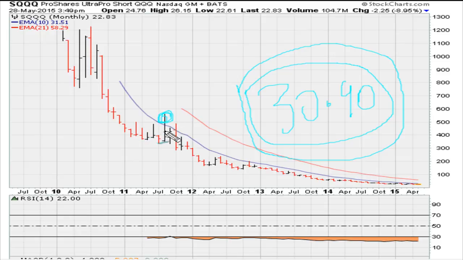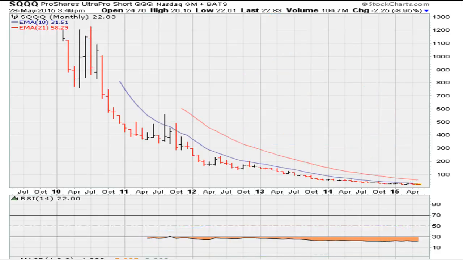This is split adjusted, I believe. Right now the stock is trading at 22. So all the way from 500 in 2011, maybe even before that, and now trading in the lower 20s, over the last 3-4 years, all this period has been taking place with the stock trading with its monthly RSI below 30.90. So what I'm trying to say here is very simple.